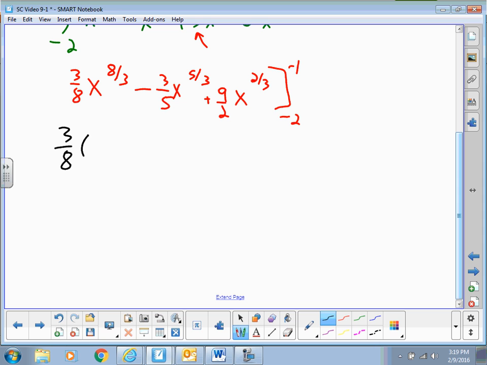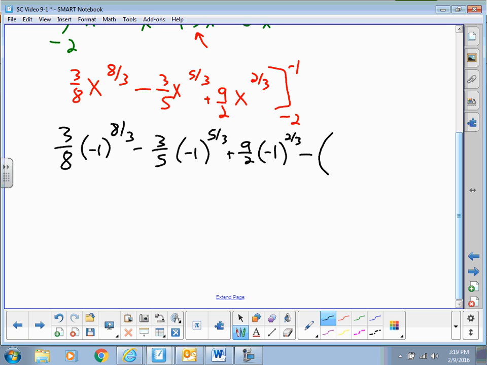So we'll have 3/8 times -1 to the 8/3, minus 3/5 times -1 to the 5/3, plus 9/2 times -1 to the 2/3. Minus, and we'll start a parenthesis, 3/8 times -2 to the 8/3, minus 3/5 times -2 to the 5/3, plus 9/2 times -2 to the 2/3.